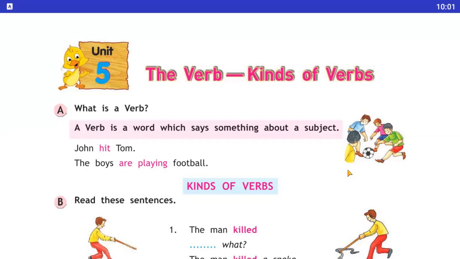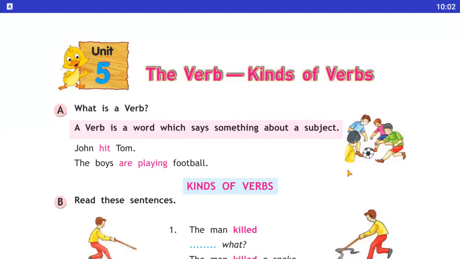Today we are going to start chapter number 5 of English grammar, that is, the verb and its kinds. In this chapter we will study transitive verbs and intransitive verbs. Now, students, before starting this, you have to know what a verb is.